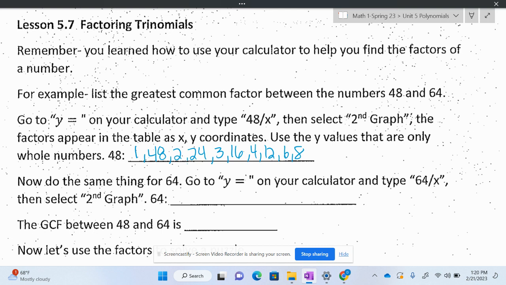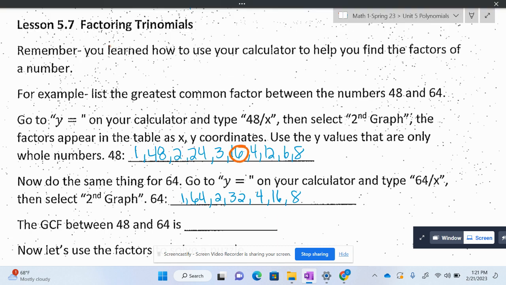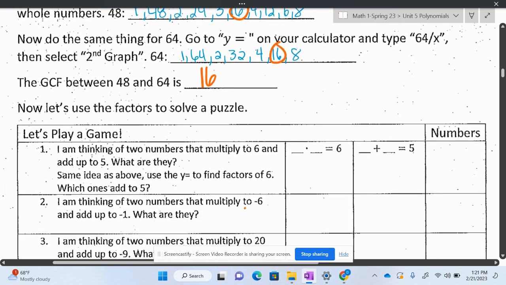Perfect. All right. Factors of 64. Ready, go. So we don't do repeats. Okay. So the greatest common factor, 16. I'm not right now because it took so long for that to record, but thank you.